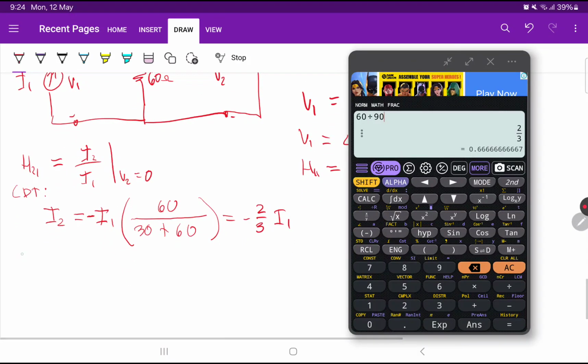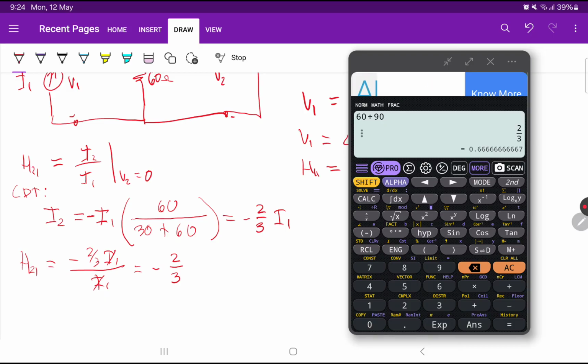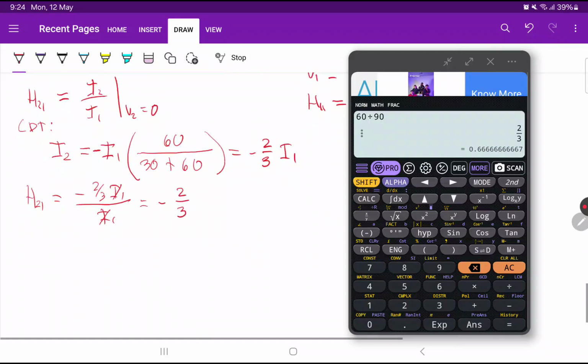Then I can just simply substitute that in my formula. H21 is I2 divided by I1, which is negative 2/3 I1 divided by I1. So the answer will be negative 2/3. And it should have no unit because it's unitless. H21 is unitless, same as H12.